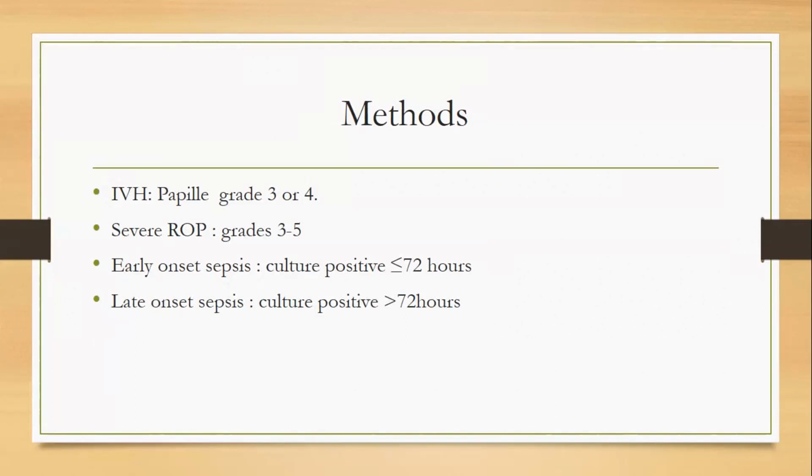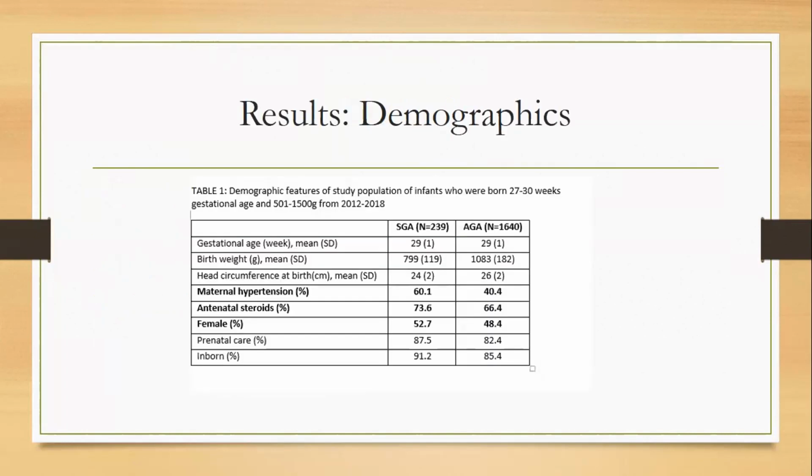All right, so in this study, we enrolled about 1,800 infants between 27 to 30 weeks, and we found that 12.7% of them were actually small for gestational age. This is quite high. In developed countries, you find that only about maybe 5% to 7% of their very low birth weight infants are actually small for gestational age. But our study found that about 13% were small for gestational age.